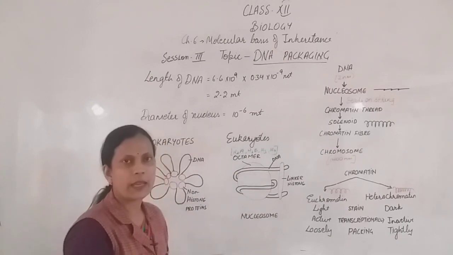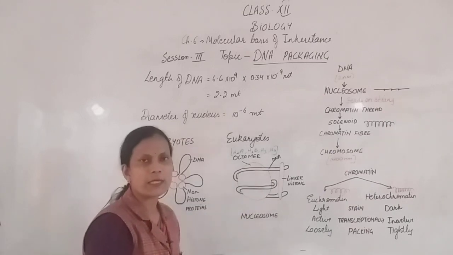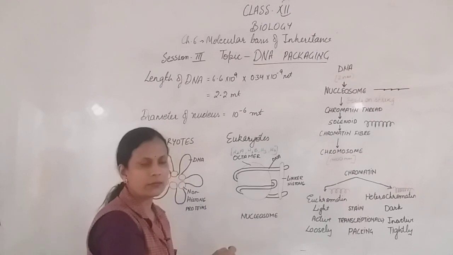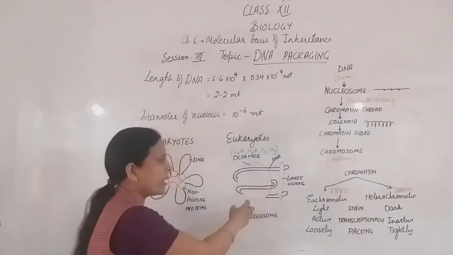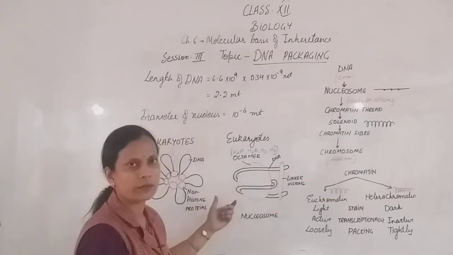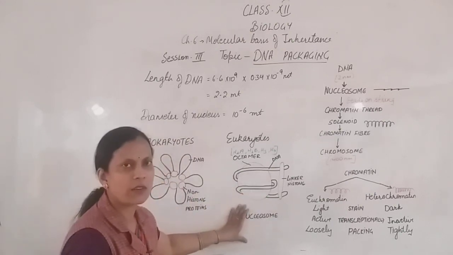There are 4 types in doubles. So this forms a core, an octamer core, or we say a histone core, around which DNA is wrapped. DNA is wrapped over this core, and there is a linker histone protein that prevents its unfolding. This whole structure is known as the nucleosome. This is the first level of packing.